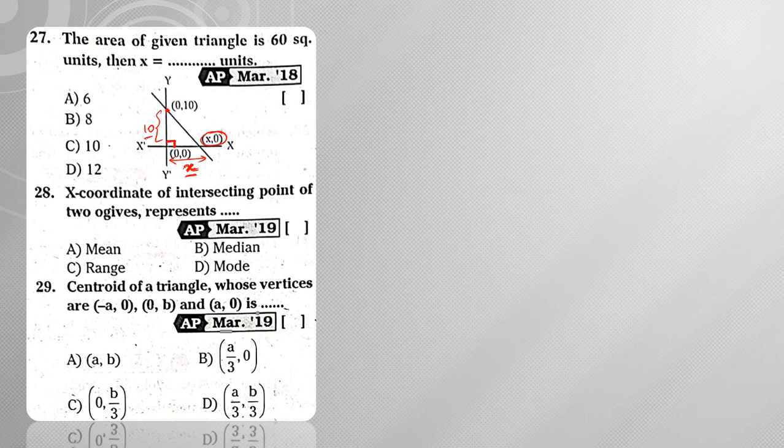Now based on this, we already know the area of a triangle formula, which is half into base into height, and it is given as 60 square units. When I substitute the values, half into base x units and height 10 is equal to 60. In the 10 table, 60 goes 6 times. Now from this, x is equal to 12. Hence the value of x is 12.